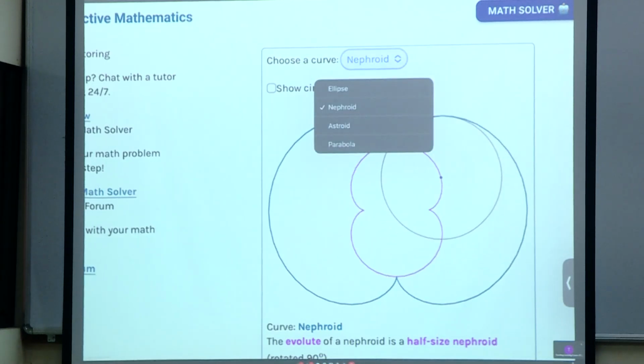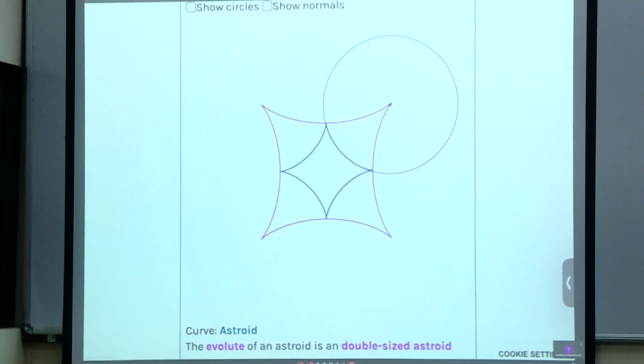Then here is another example. Here again you have the blue curve, which is the asteroid, and you do the same business. What you get is that the evolute is a bigger asteroid, the pink one, and that is this asteroid rotated by 45 degrees and scaled double. So the pink asteroid is just the blue asteroid rotated by 45 degrees and then scaled to double. So this is what happens.